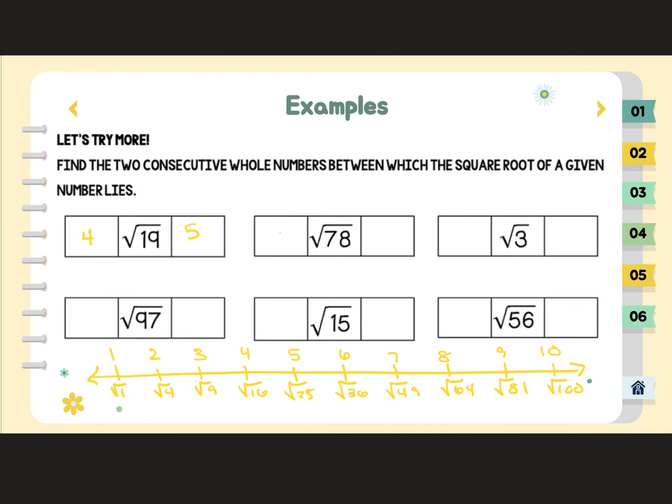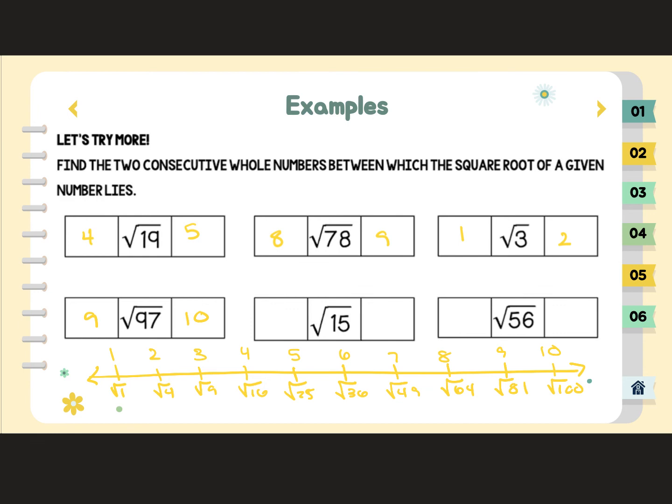The square root of 78 we can see is going to fall between 8 and 9, because we know the square root of 64 is 8 and the square root of 81 is 9, and the square root of 78 falls between those two numbers. Square root of 3, we have 1 and 2, because we know that the square root of 3 falls between the square root of 1 and the square root of 4. The square root of 97 is going to be between 9 and 10, because we know that the square root of 97 will fall between the square root of 81 and the square root of 100.